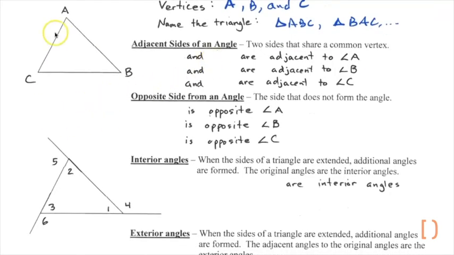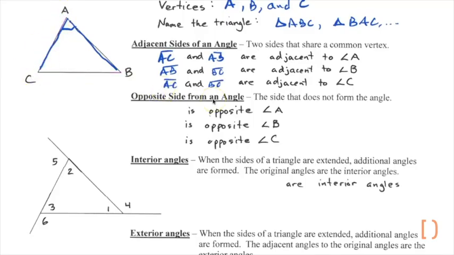Adjacent sides of an angle. The adjacent sides are the ones next to an angle. If we're talking about angle A here, the adjacent sides are going to be AC and AB, the ones next to that angle. If we're talking about angle B, that's this one here, my adjacent sides are going to be AB and BC. They contain the angle in it. And then for angle C, the adjacent sides are AC and BC.